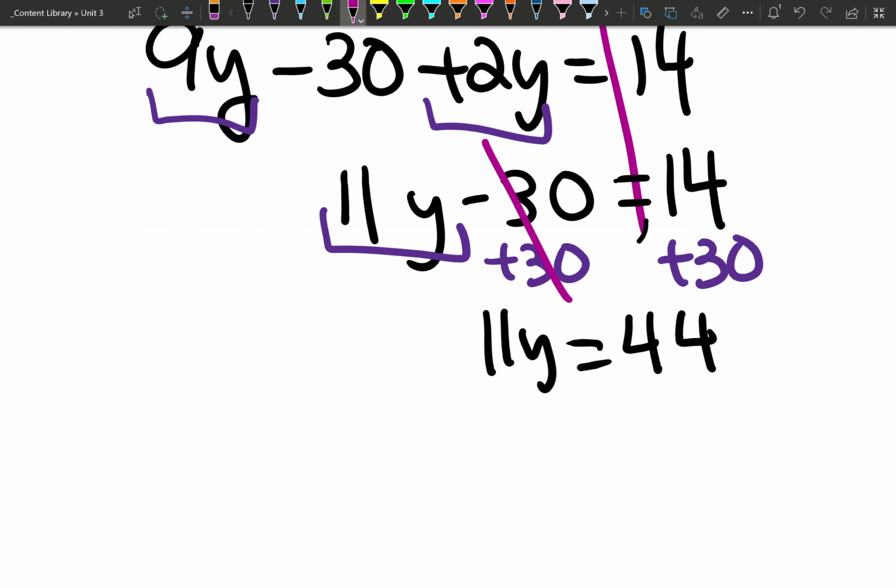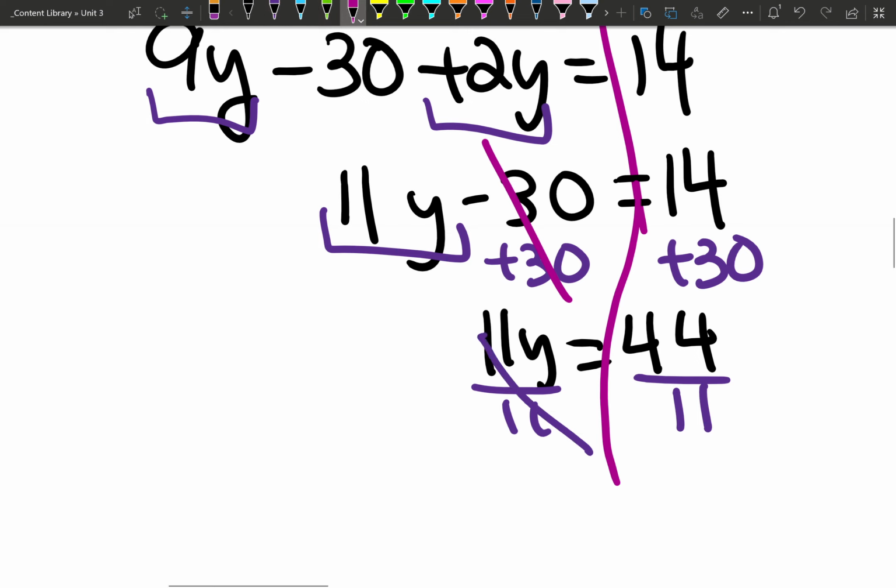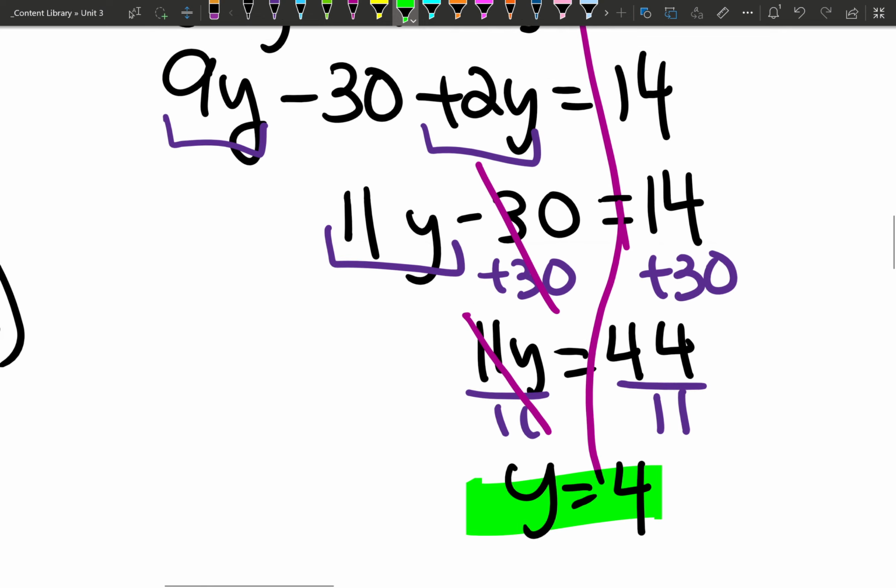Oh no, that's supposed to be pink. Let's try it again. There we go. And let's divide both sides by 11. It's supposed to be pink. I'm going too fast for my tablet. Y equals 4. We got y.